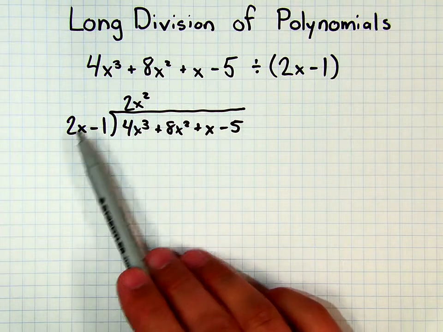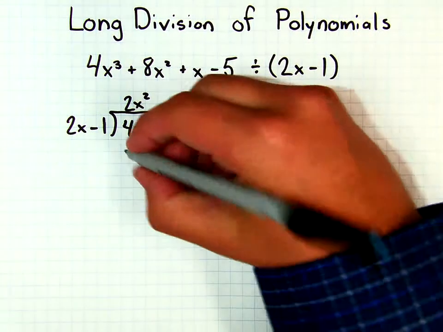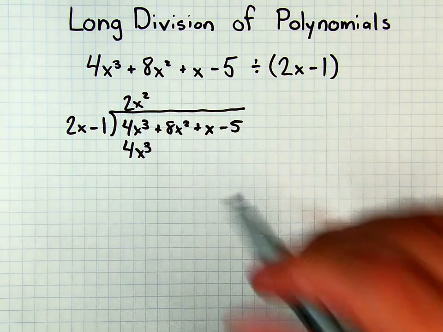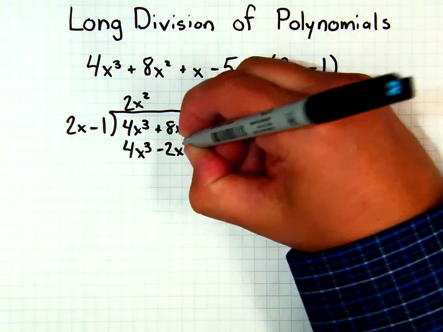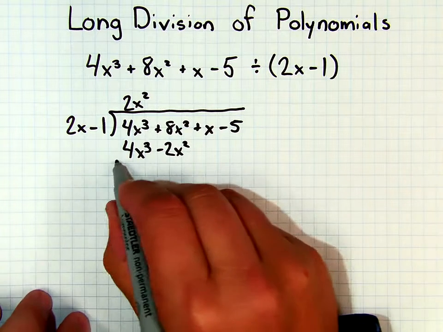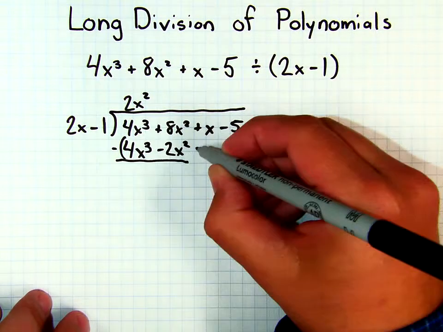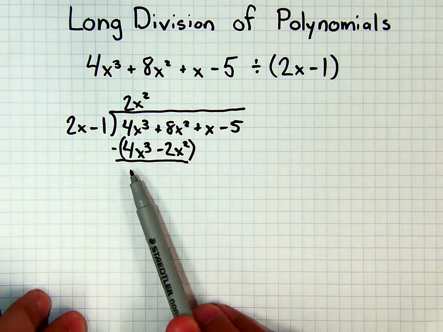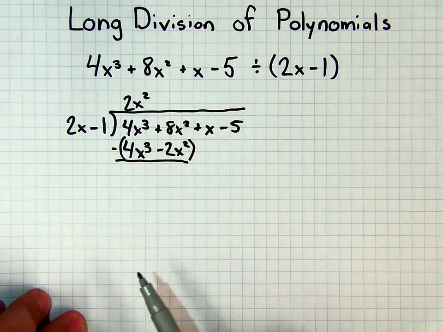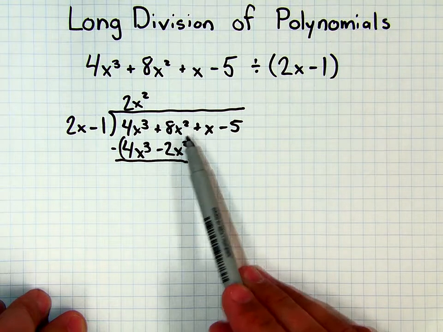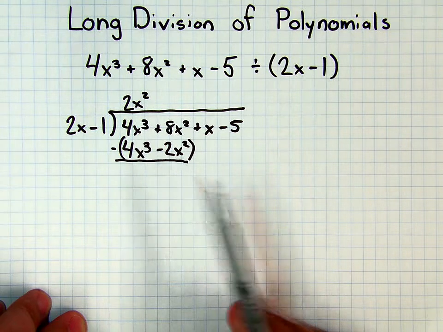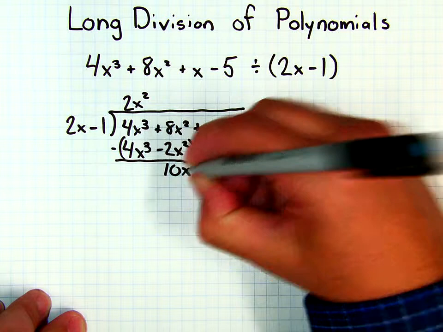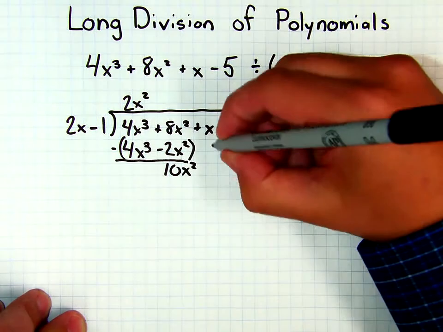So 2x squared times 2x will give me 4x cubed. 2x squared times negative 1 would give me negative 2x squared. Then I subtract, and I have to subtract both. So 4x cubed minus 4x cubed, that will give me 0, so I don't worry about that. 8x squared minus negative 2x squared, that would give me 10x squared, positive 10x squared.